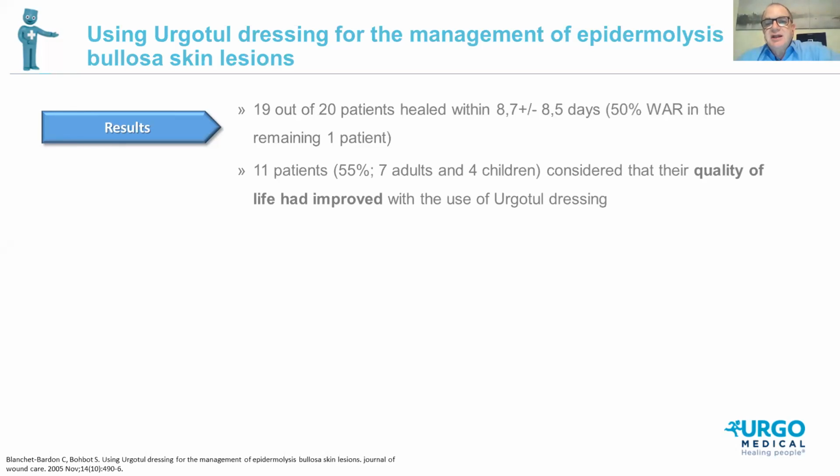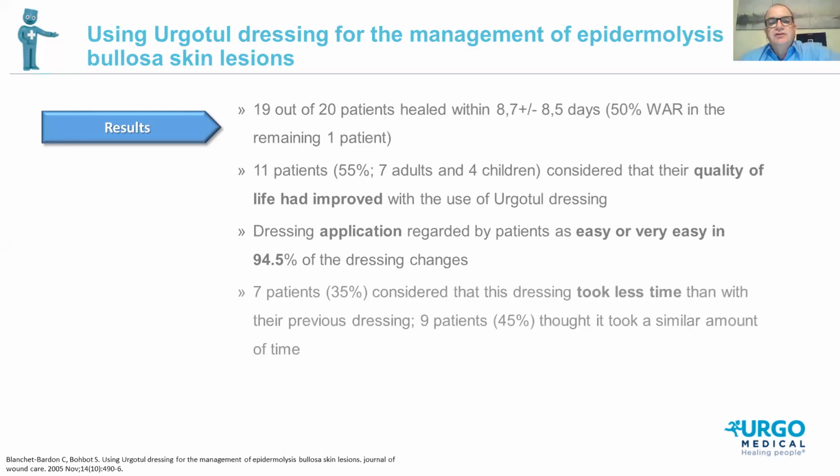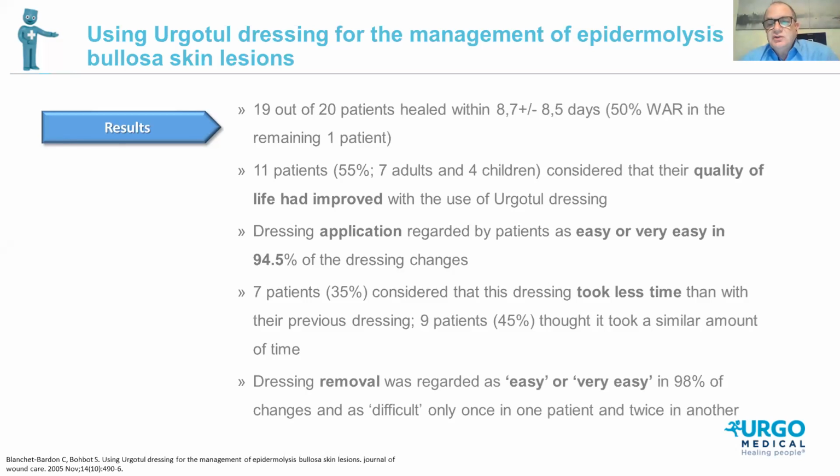Most of the patients said that they had a better improvement in their quality of life. The dressing was considered as easy or very easy in almost all of the patients. Most of the patients consider their dressing taking less time or taking similar time, which is very important. And I will show you an example of a patient at the end and tell you what time is sometimes for these EB patients. And importantly as well, 98% was considered as easy or very easy for the dressing removal. As we see here, they didn't consider the dressing application. They considered the dressing removal because this is what is very important for these patients.